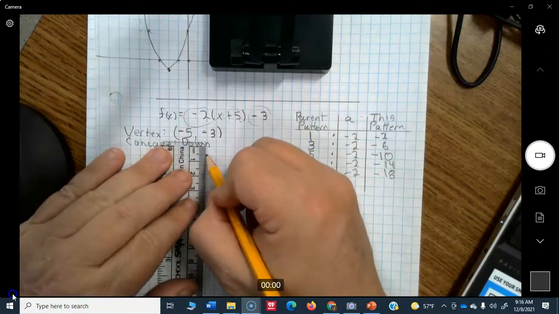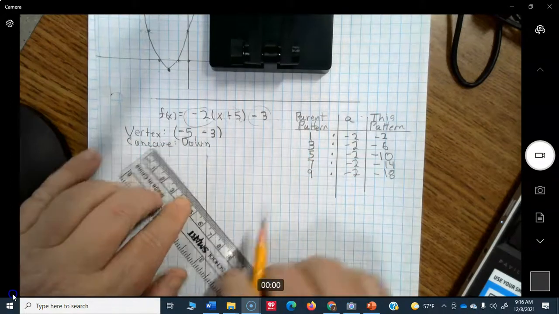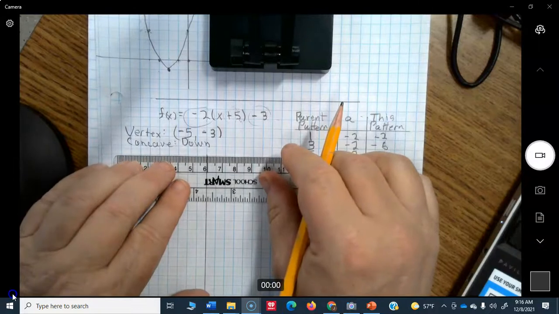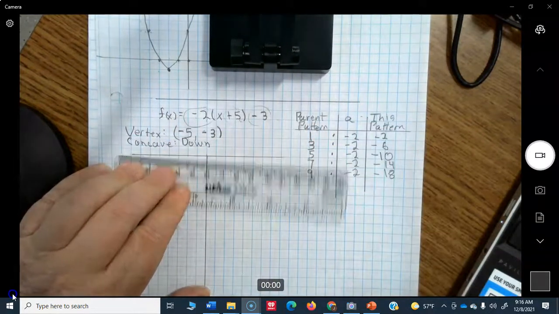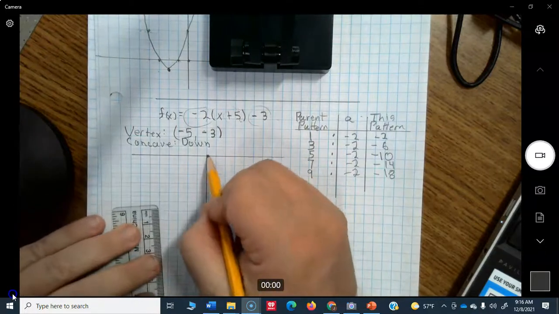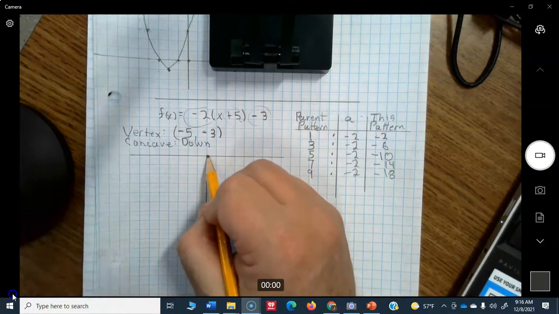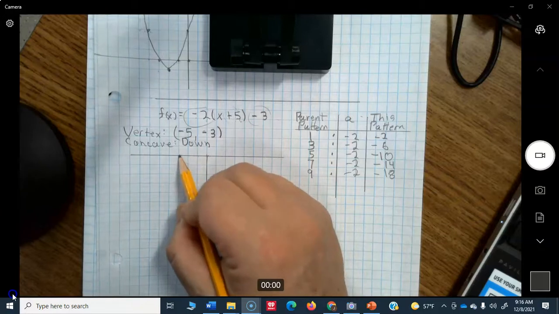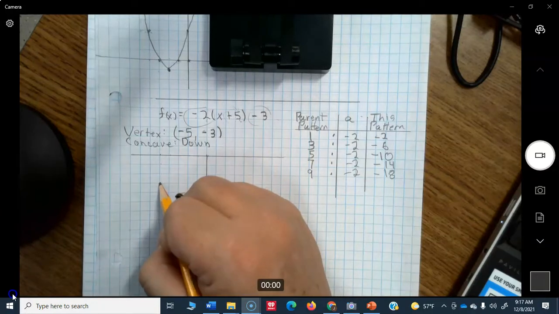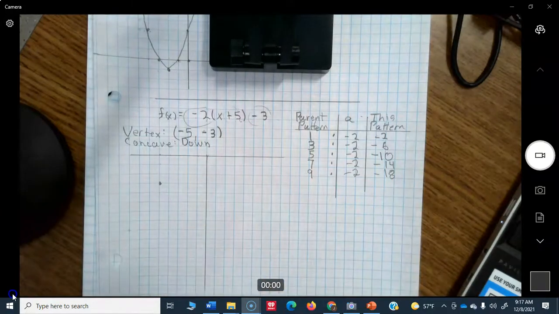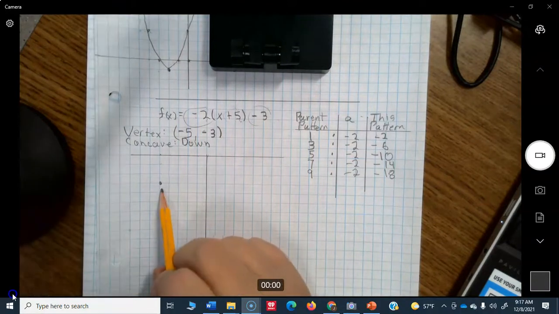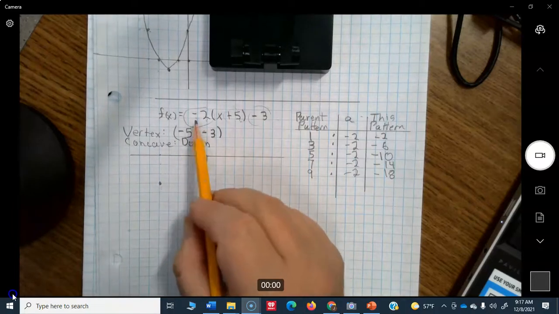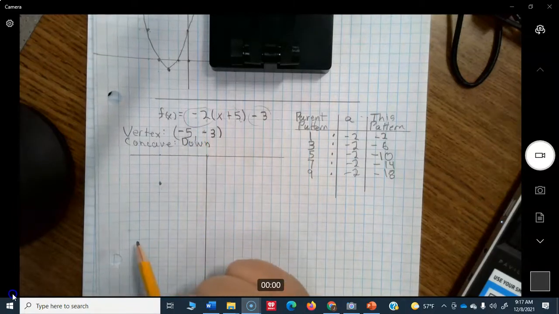So I'm going to come here. I'm going to make my axes. There's the y-axis. And there's the x-axis. All right, so here's the origin. So -5 is 1, 2, 3, 4, 5, and then 2, 3. All right, so that is the vertex, and that's going to be the highest point because it's a concave down graph, so that's going to be the highest point.